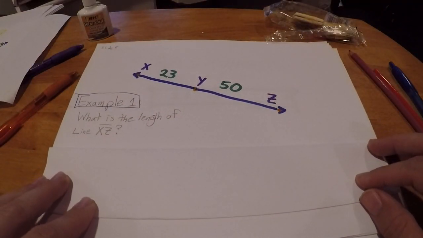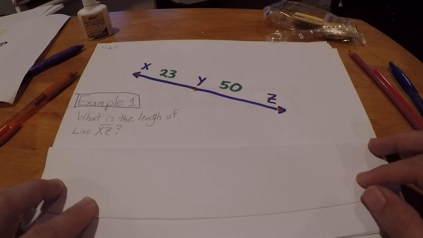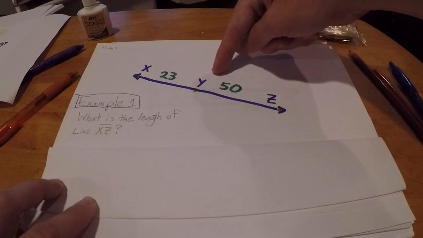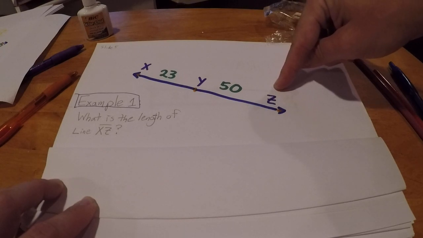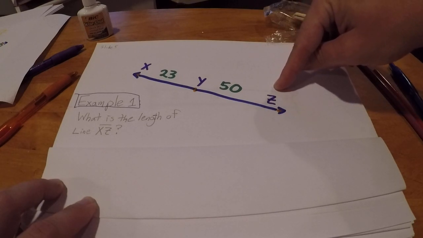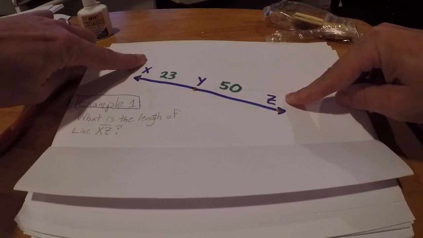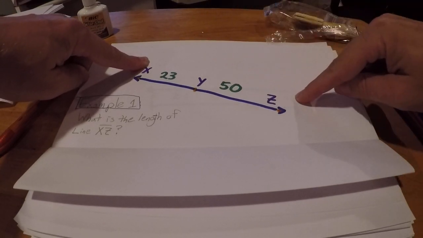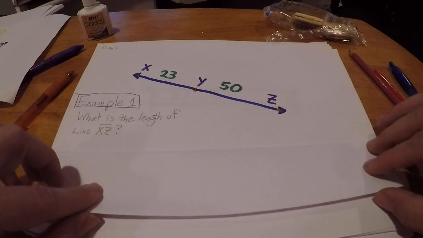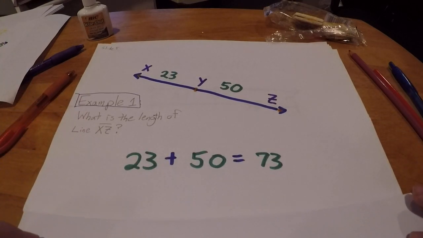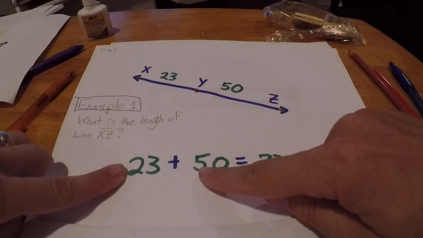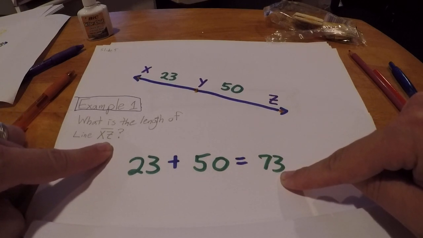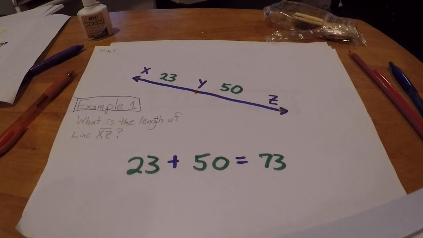So let's think of this example. We have XY, which is 23, and YZ, which is 50. It says, what is the length of XZ? Well, XZ is a whole. We have the parts. We want to find the whole. So we simply take the 2 numbers, 23 and 50, and add them. 23 plus 50 is 73, so XZ is 73.